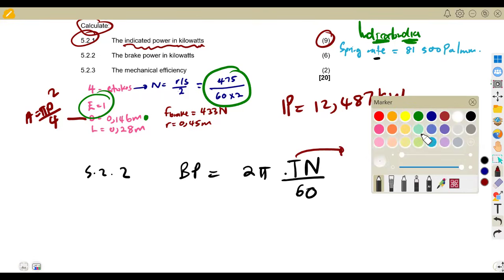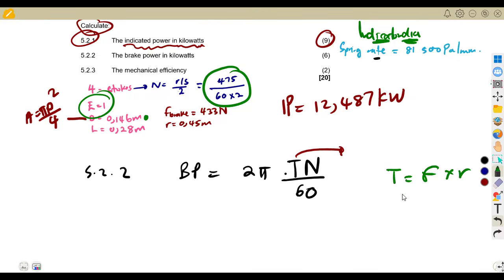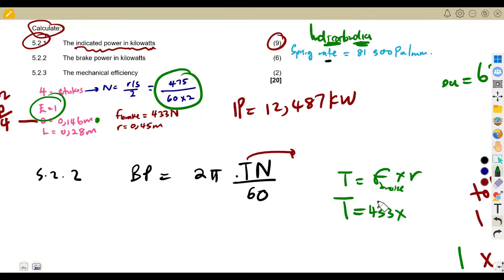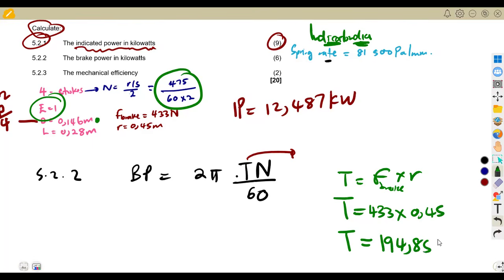We saw the formula for the torque. That torque is given as force times what? Radius. So the torque is the force that you're given, which is the F brake, 433, times the radius. We have the radius in this case, which is 0.45 in meters. Your radius is supposed to be in what? In meters. So that is going to give us our torque in Newton meters. If you multiply properly, you're going to get something like 194.85. That is measured in what? In Newton meters.